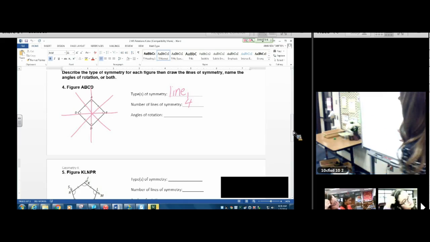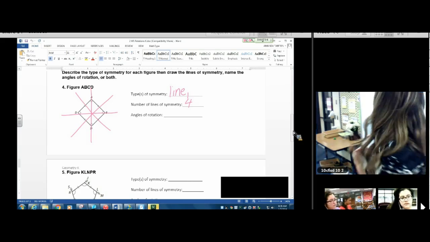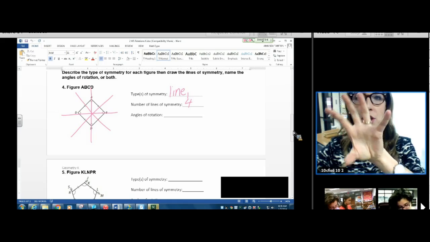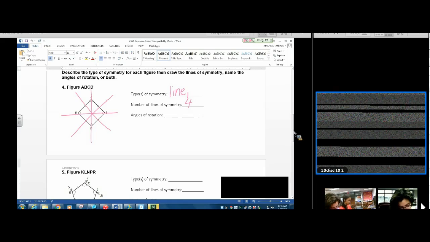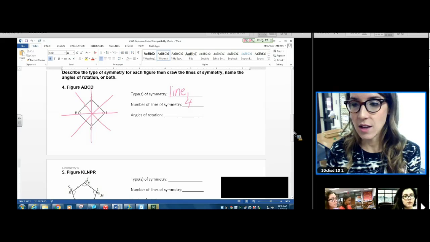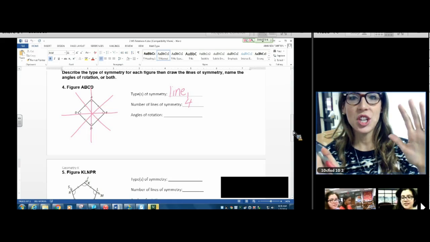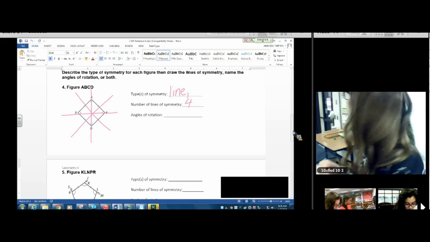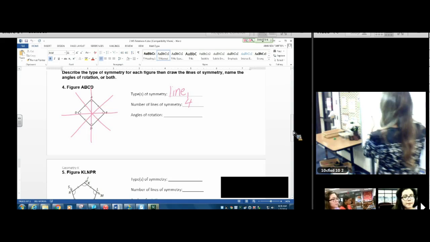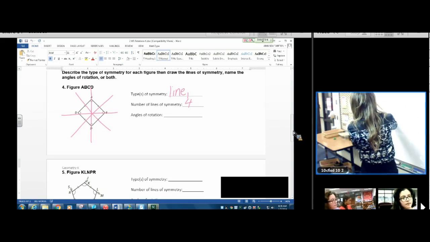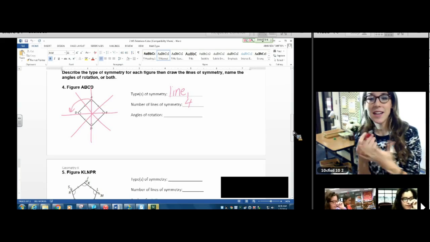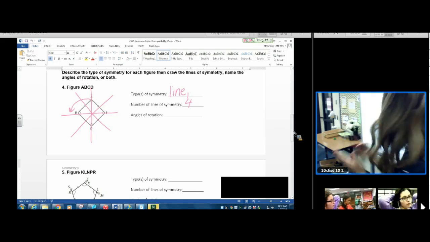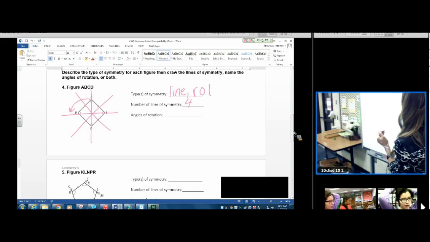Okay. Angles of rotation. So does it have rotational symmetry? I want you to picture the shape, and I want you to turn it. When you turn it, does the shape land on top of itself? Is it congruent to how you started, except for the letters? You know what I mean? The orientation. Orientation is actually the same. But so if I rotate this 90 degrees, my shape is going to look the same as how it started. That means it has rotational symmetry. So it's got line, it's got rotational.